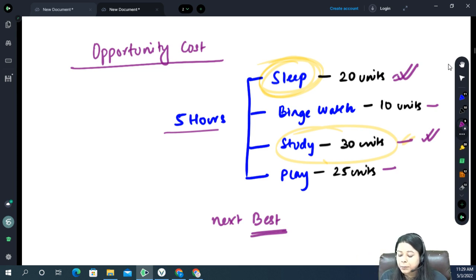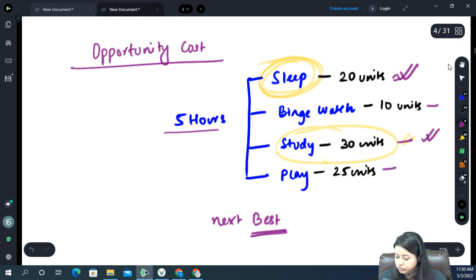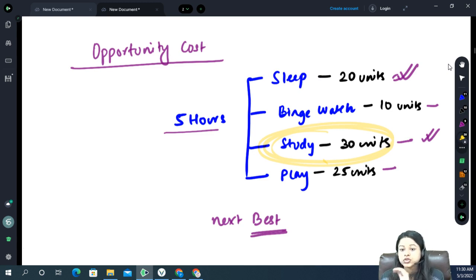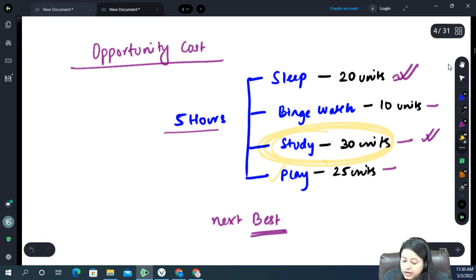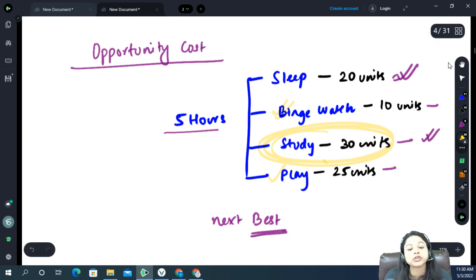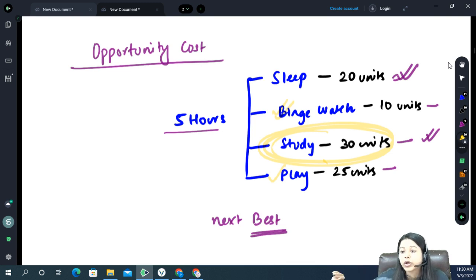Clear? For example, now Prerna decides to go for study. Something has really motivated her and she is going for studying. So now what is the next best alternative? Play, 25 units, if she decides to binge watch instead of studying. Anything which gives you the highest level of satisfaction or highest level of return, which is foregone, or is an alternative which you haven't chosen.